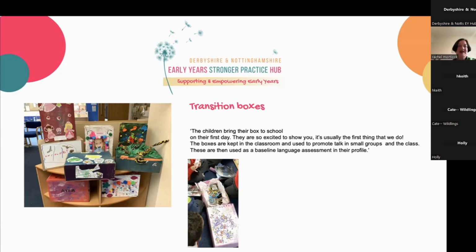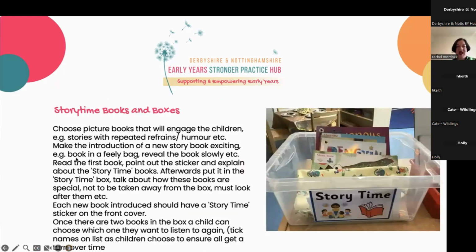But then what they also did as they moved towards the half term, they had an event for older brothers and sisters and also families. They came in and sat around in the hall, and the children moved around with their boxes, and they shared their boxes with others, talking about it and being able to talk about themselves. And it also supported their language baseline assessment in their profile.